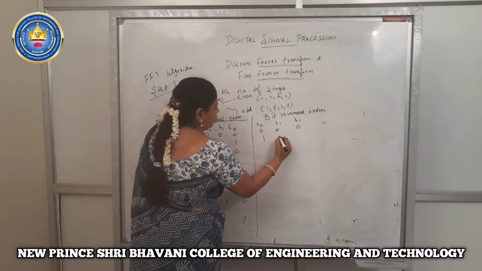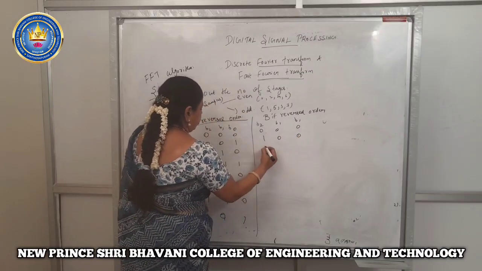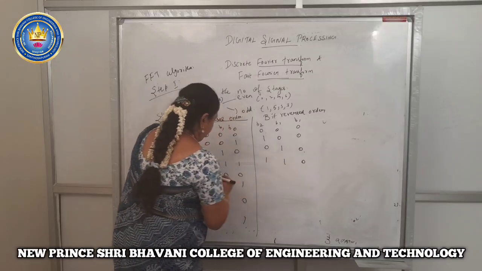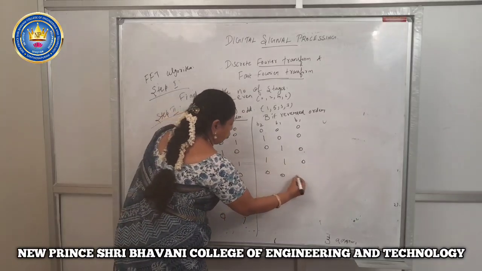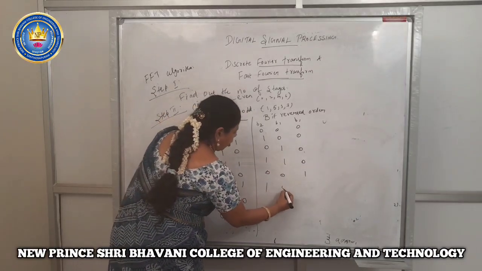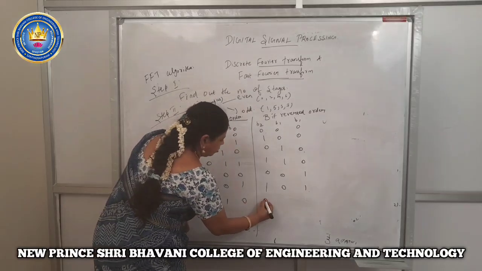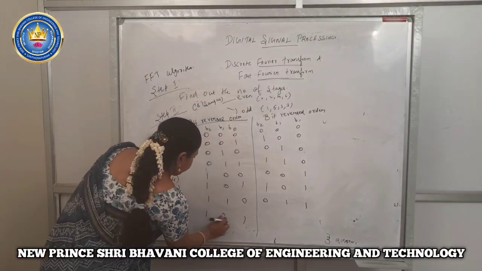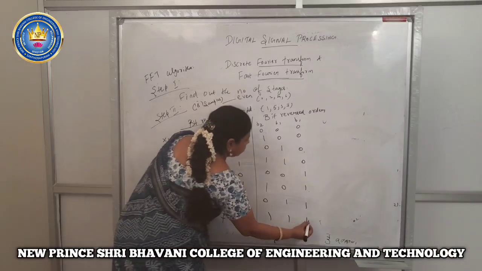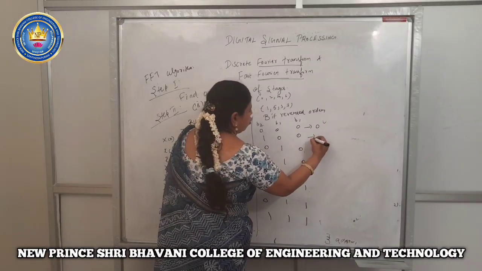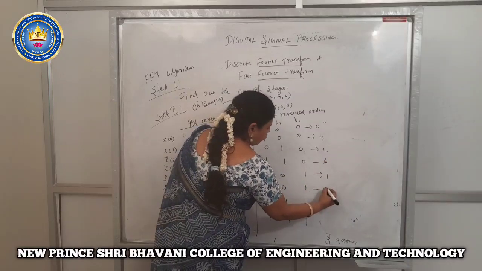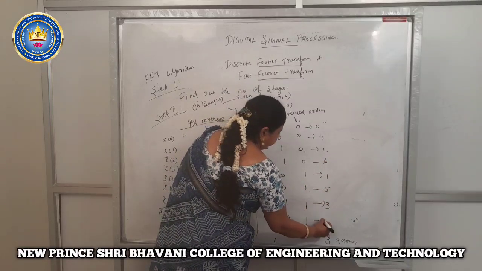So I'll have it as 1, 0, 0, and again here 0, 1, 0, and here again 1, 1, 0, and here again 0, 0, 1, and here again 1, 0, 1, and here 0, 1, 1, and this one, your triple 1, will be the same thing. So this is 0, 4, 2, 6, 1, 5, 3, 7.